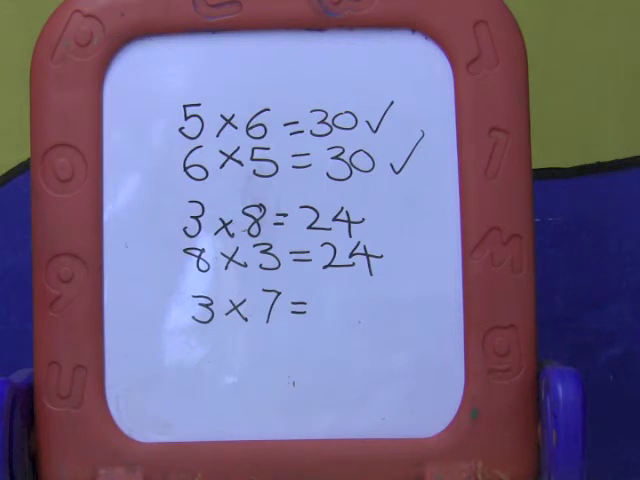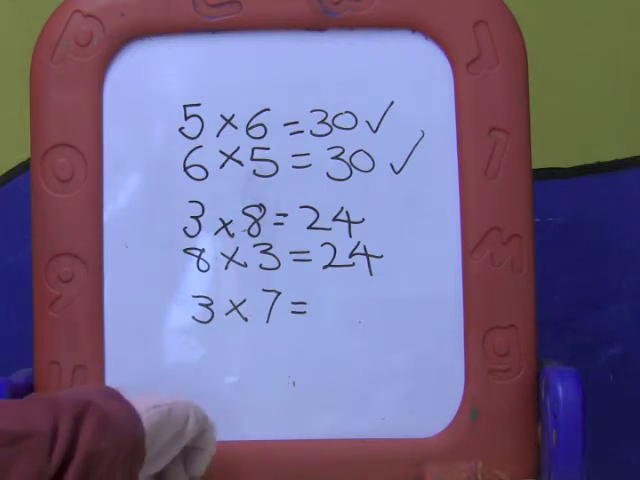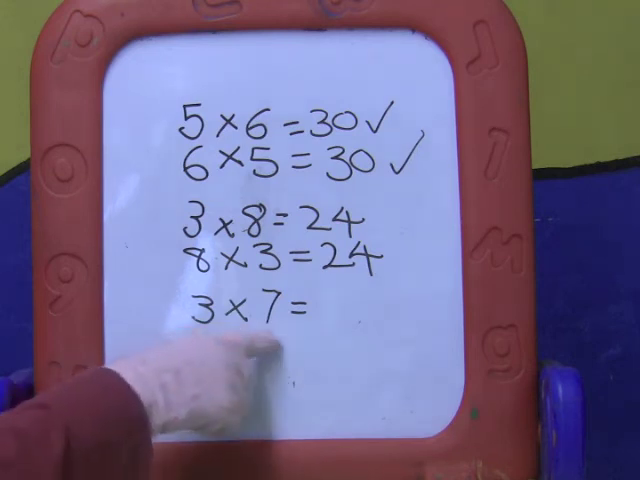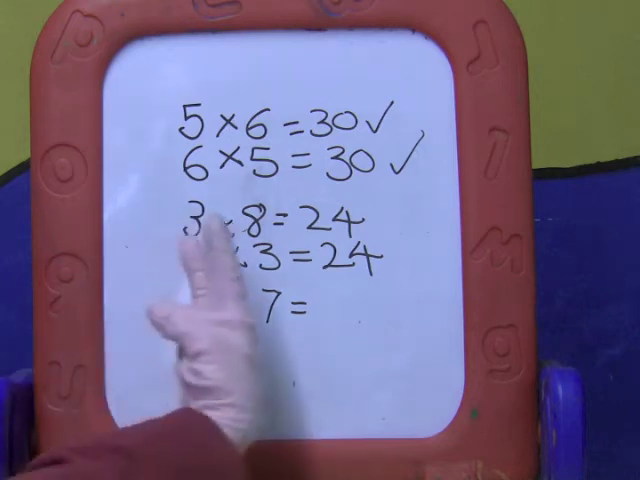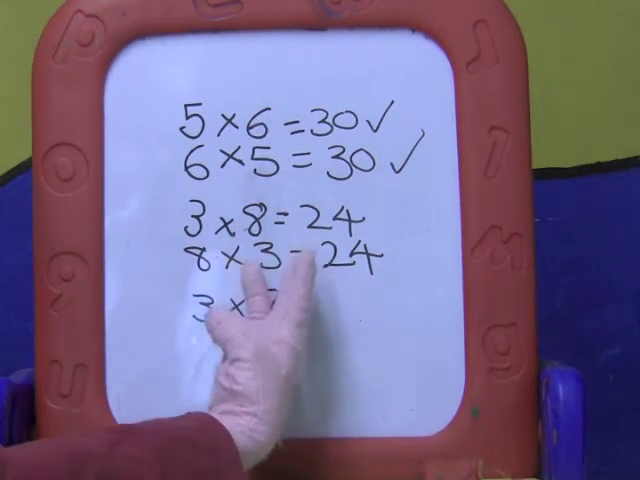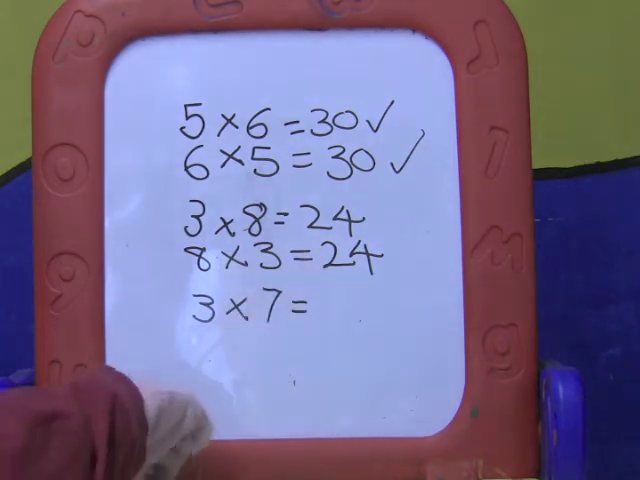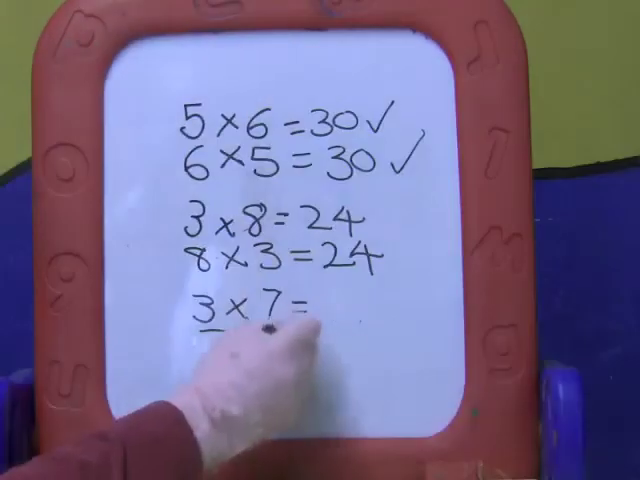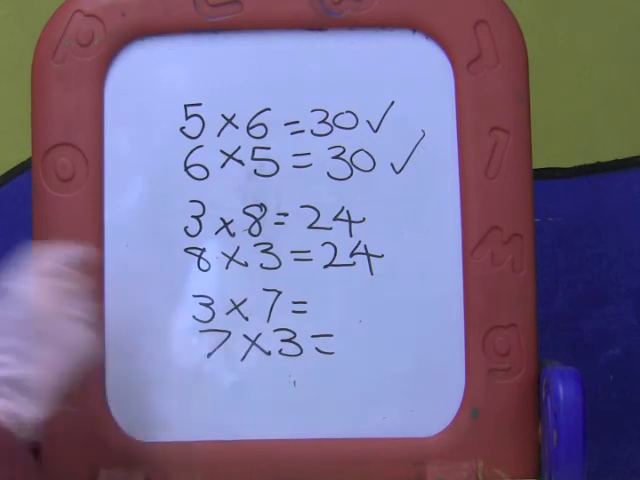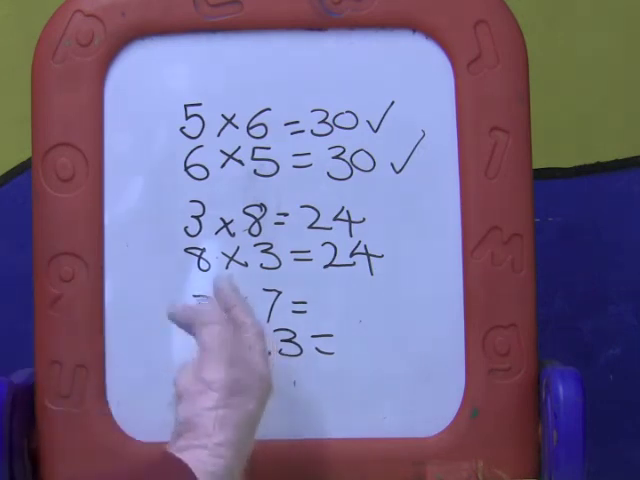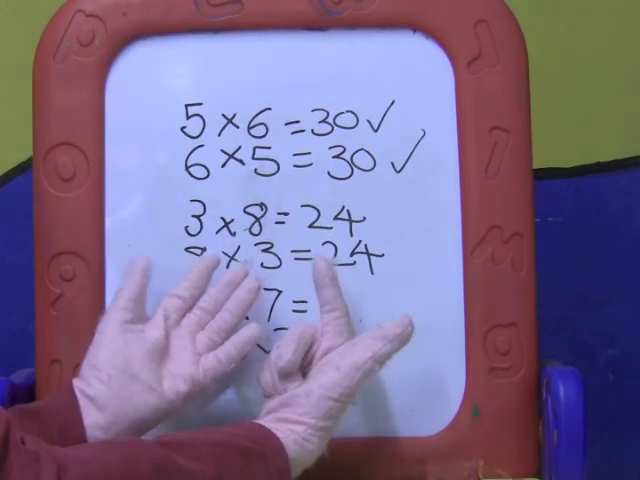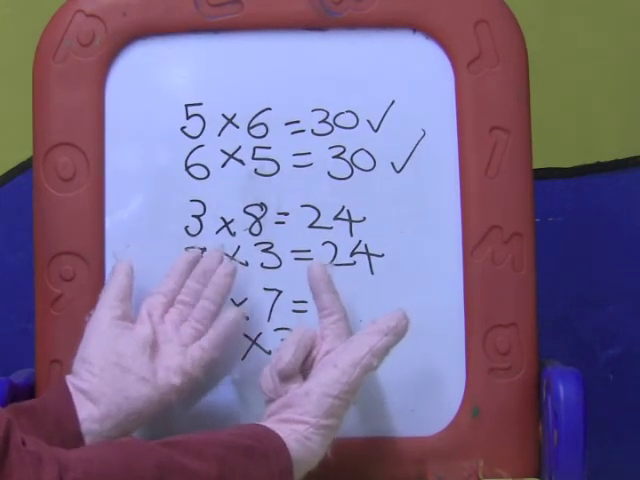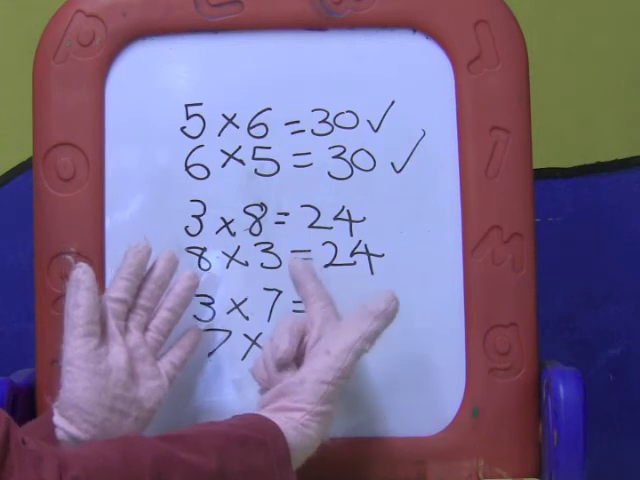And the next one, 3 times 7. Well, I've got to count in 7s for 3 times. So here's my 3 fingers. But I'm not very good at counting in 7s, so I'm going to switcheroony. Now I can count in 3s for 7 times. Here's my 7 fingers, and I'm counting in 3s. 3, 6, 9, 12, 15, 18, 21.